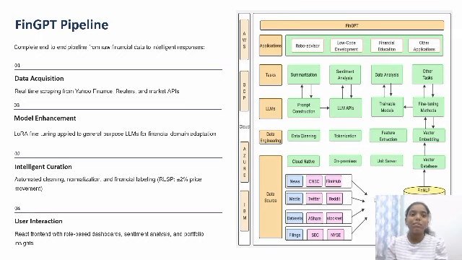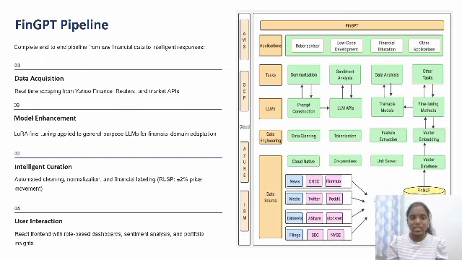Now let's discuss the pipeline of FinGPT. The FinGPT pipeline is end-to-end automated, transforming raw data into intelligent insights. First is data acquisition. We collect data in real time from websites like Yahoo Finance, Reuters, and market APIs. Next is curation. The data is cleaned, normalized, and labeled automatically using RLSP, which we have discussed before.